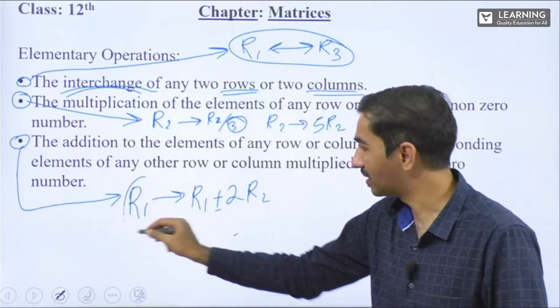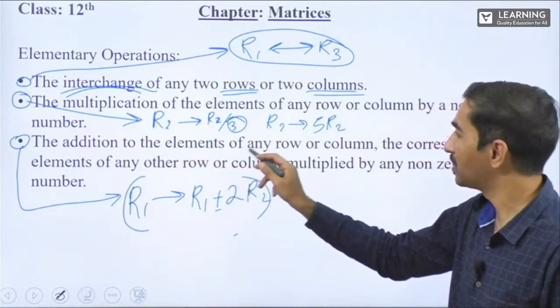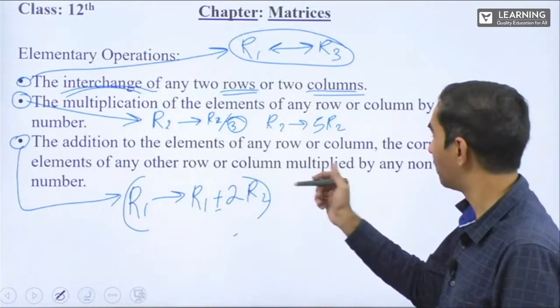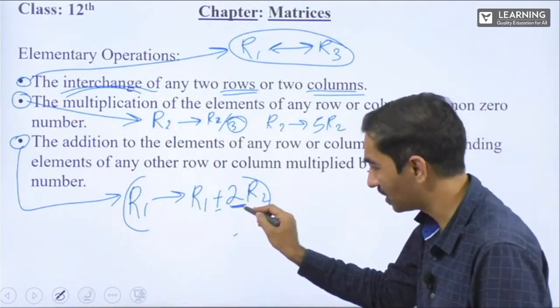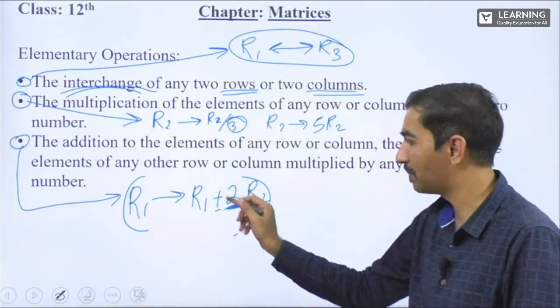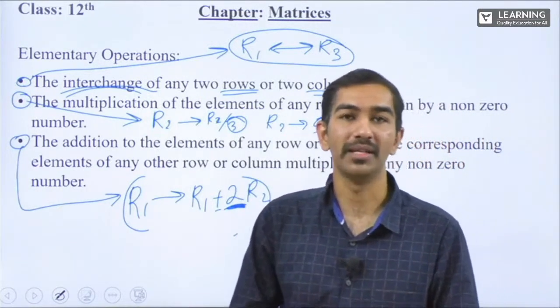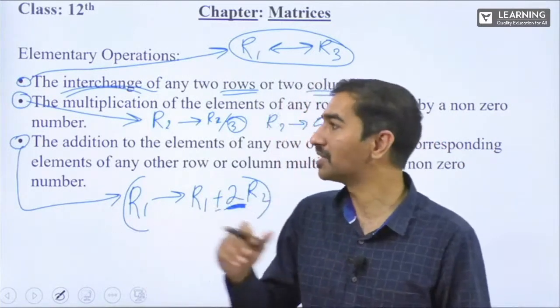And the third one is like this: addition to the elements of any row or column, the corresponding elements of any other row or column multiplied with a non-zero number. This is a non-zero number, and it could be plus or minus. So these are the three basic types of elementary operations which we have.